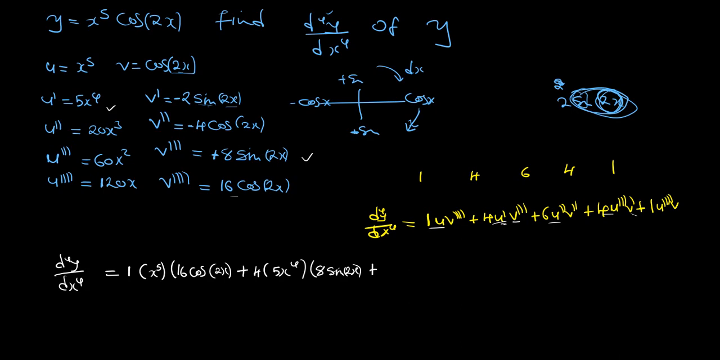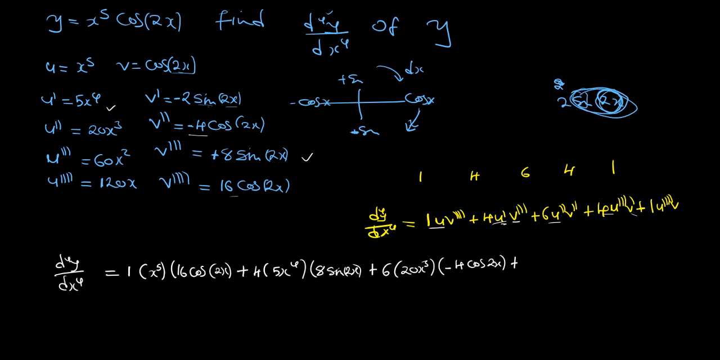So we go on to the 6. So 6, we have u prime prime. U prime prime is 20x to the power 3. Then what is v prime prime? Is this one there. So that would be negative 4 cos 2x like that. Okay, then we are done with that one.